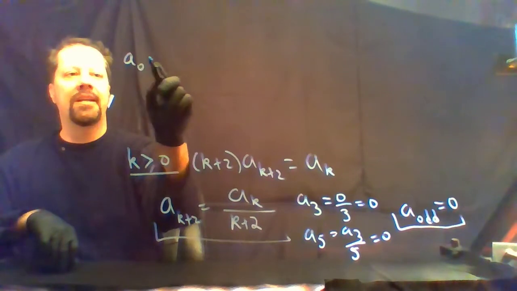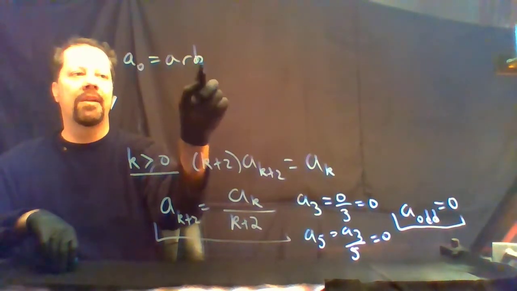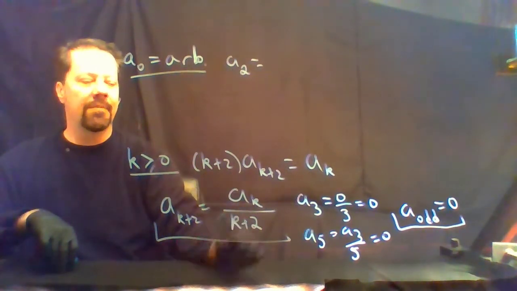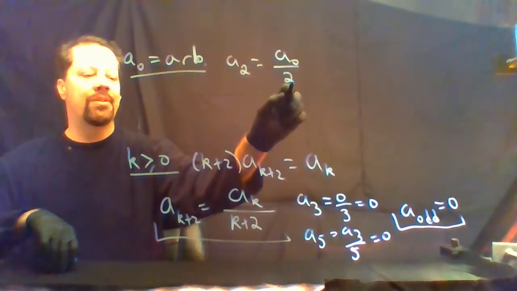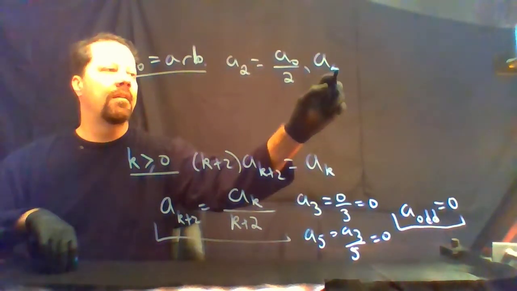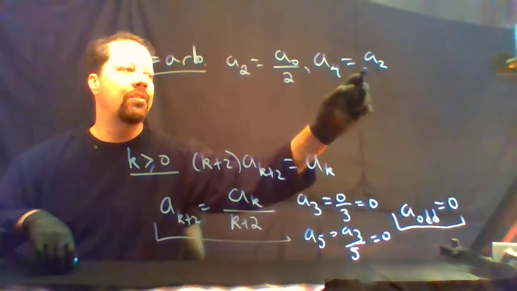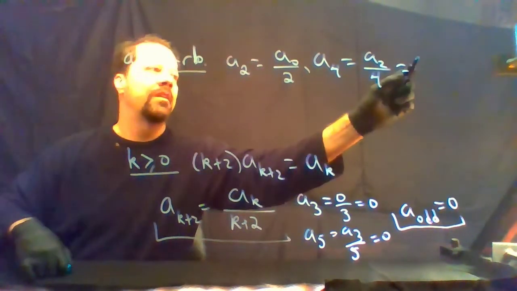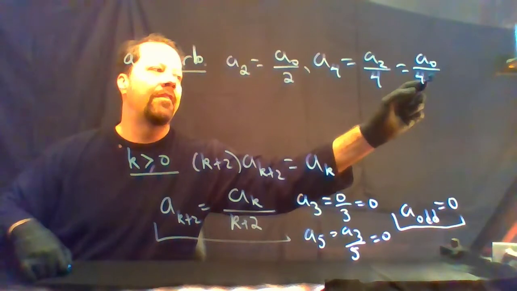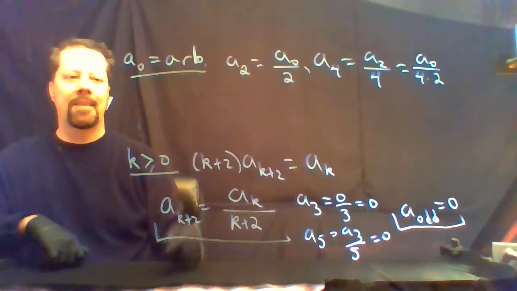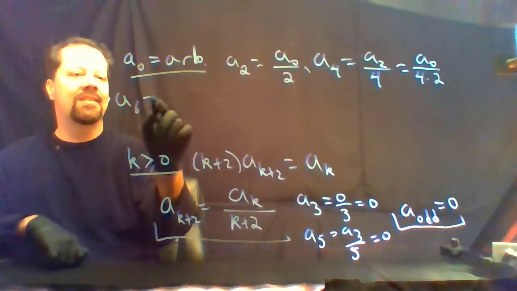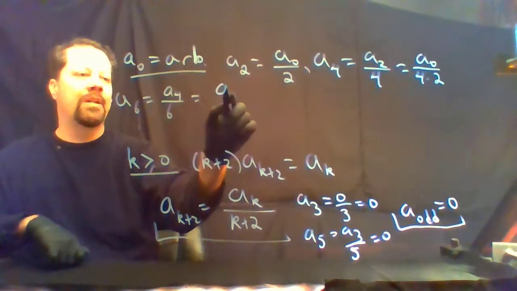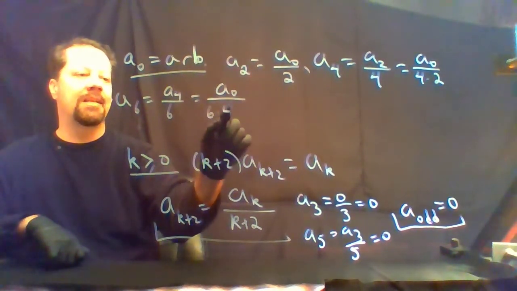To this end, note that a0 will be arbitrary. a2, according to the recursion formula, will be a0 divided by 2. a4 will be a2 divided by 4, making this substitution, we'll get a naught divided by 4 times 2. a6 is going to be a4 divided by 6. And knowing a4, we'll have a naught divided by 6 times 4 times 2.